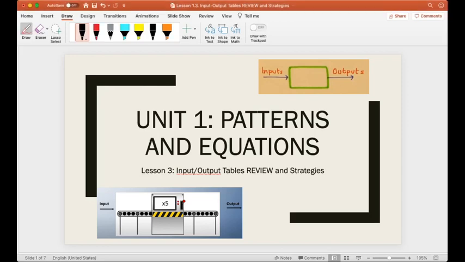Hey, grade six. So this is just a little bit of a review and some strategies for those people who are still struggling with input-output tables or input-output machines. Just as a review, with input-output machines, we input a value, it undergoes an operation, and then after that we have an output, a changed numerical value. Most often it'll be changed based on what's happening on the inside.